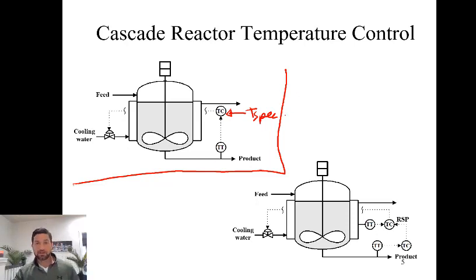In this case, let's start by identifying some disturbances. This would be a good time to pause the video and identify some of the disturbances that can cause a change to this outlet temperature without anything associated with the control loop changing.